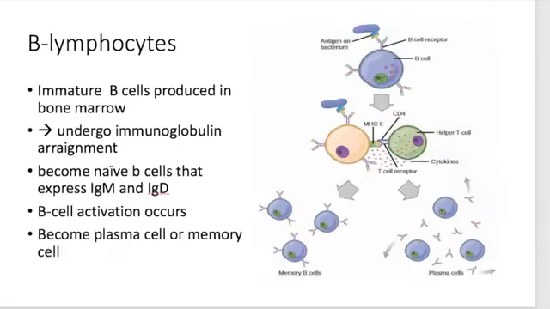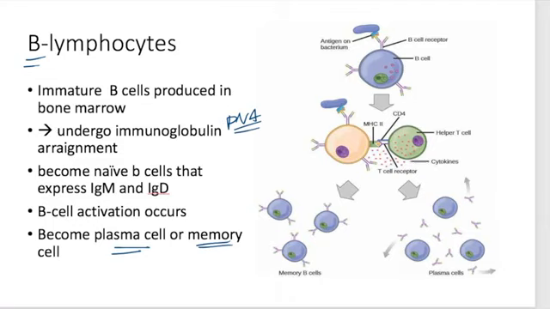So the B lymphocytes are from the bone marrow, and that's actually where we get the B from. So B cells are produced in the bone marrow, and they undergo immunoglobulin rearrangement, and this is all DNA determined. They are naive B cells that express IgM and IgD. B cell activation occurs, and then they become either a plasma cell or a memory cell.